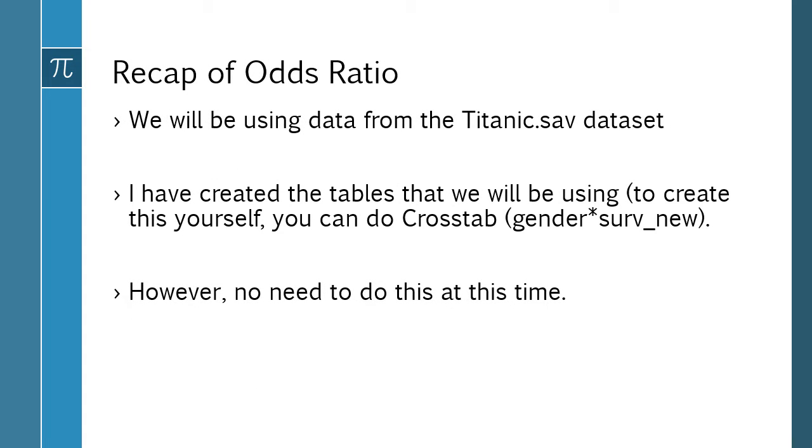Okay, so just to recap the odds ratio, we will be using data from the Titanic.sav dataset that you can find in Canvas. For this step, I have created the tables that we will be using. If you need to do this yourself, you can do crosstab gender multiplied by survive new, and I can show you how to do that later. However, you don't need to do this at this time because that's not needed for this first recap.